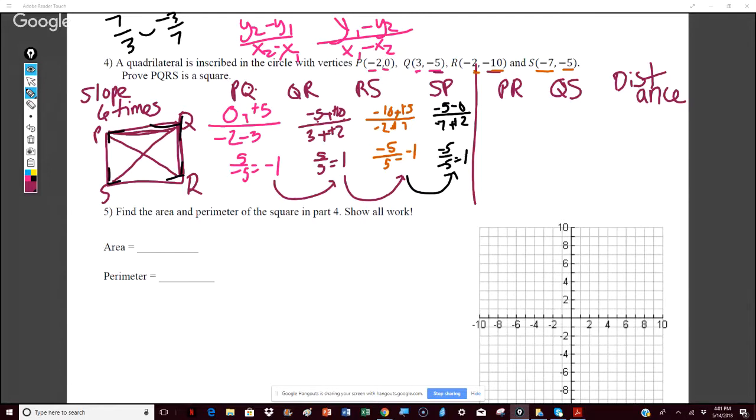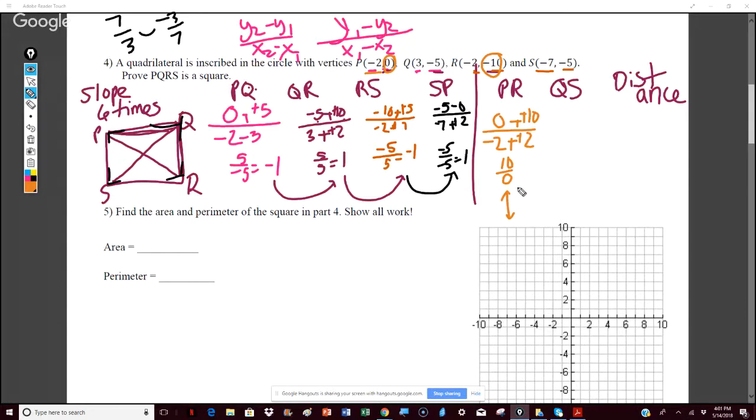So now we're going to do PR. So we've got P here, I'm going to do 0. 0 minus, so here's my 0. Now I'm going to go to R, -10 divided by this -2 over here minus this -2 here. This becomes positive, this becomes positive. So I'm left with 10 over 0, which technically is undefined, but for our purposes, all that means is the line is going straight up and down.